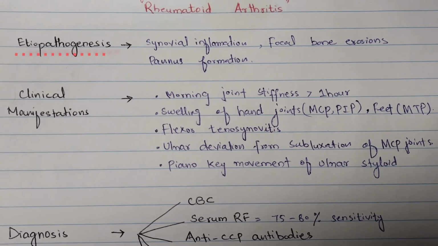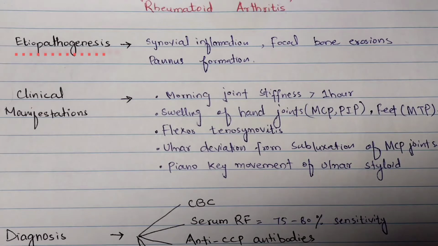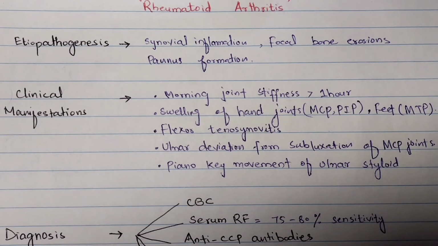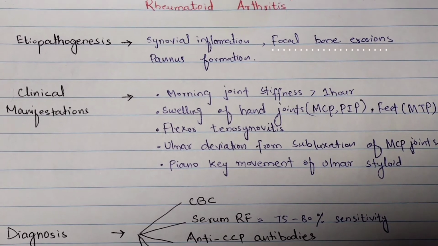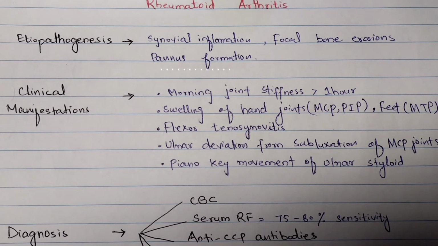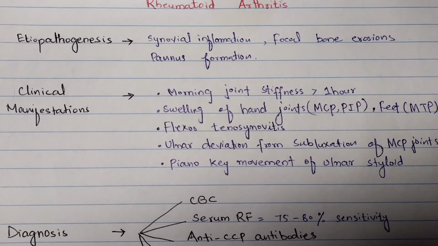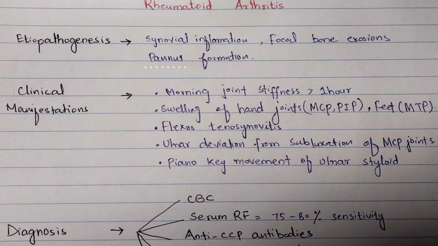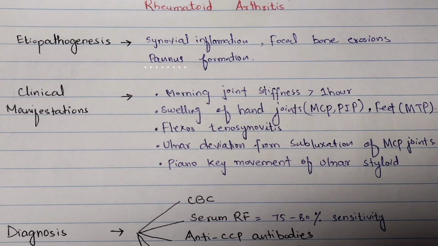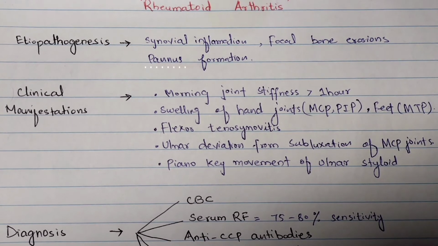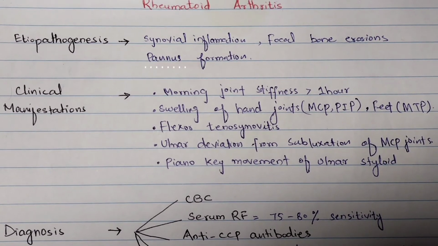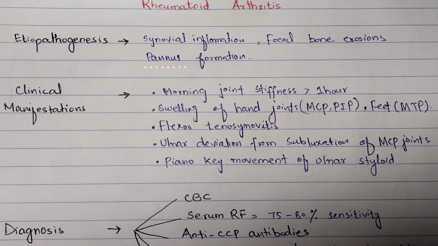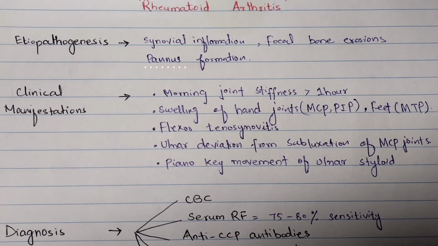Now, what are the etiology and pathogenesis of rheumatoid arthritis? First of all, the pathologic hallmark is synovial inflammation, focal bone erosions, and pannus formation. And also here we see thinning of articular cartilage. Now, what is pannus? Pannus is an abnormal layer of fibrovascular tissue which mostly forms over the cornea and joints in rheumatoid arthritis. So here pannus formation invades the underlying cartilage and bone.